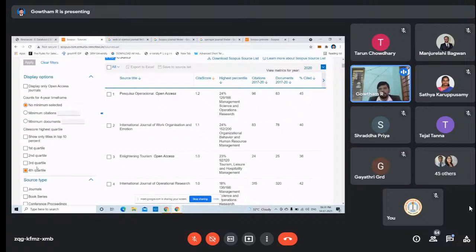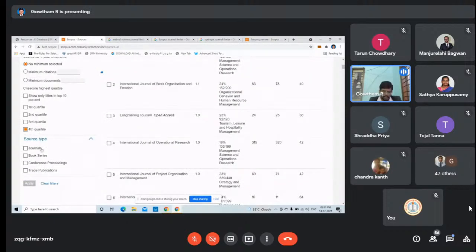Now the next aspect which we are going to focus on is the kind of source. Sir, I don't want to look for my journal in terms of quality, but I want to publish. If you take Scopus, it covers 4 different types. See here, source type. It is not only covering journals, it also covers book series, conference proceedings, and trade publications. Conference proceedings as well as trade publications are also indexed in Scopus.